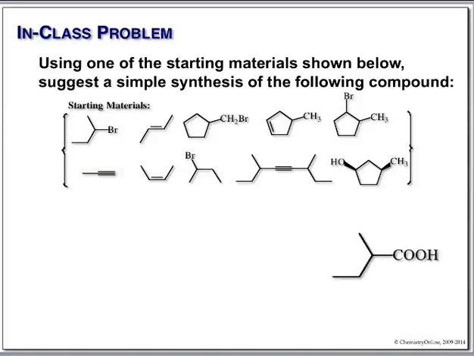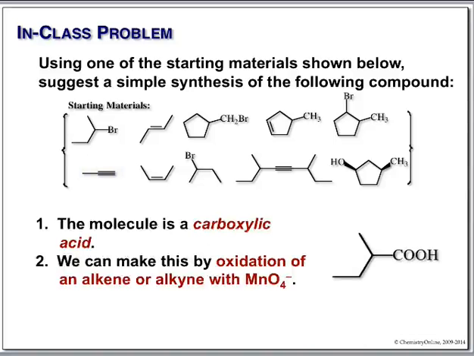Carboxylic acid. We actually know a couple ways to make carboxylic acids. We can oxidize and split an alkene, or we can oxidize and split an alkyne. What you need to do is look up top and try to find something that we can split, either an alkene or an alkyne, that will give us this guy.